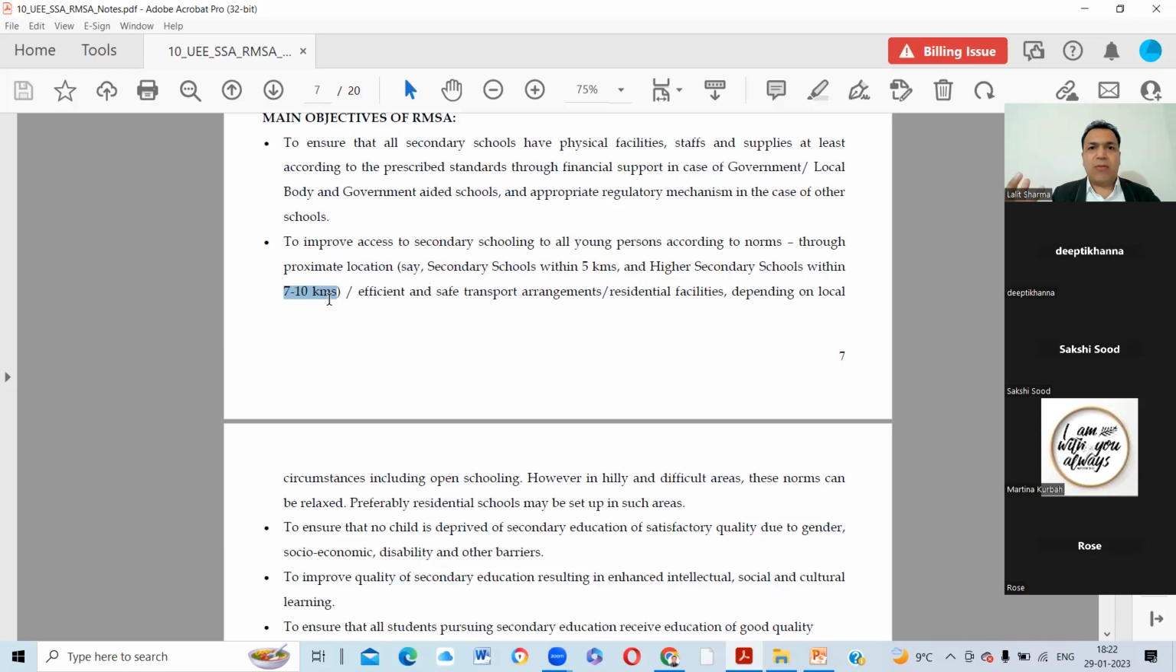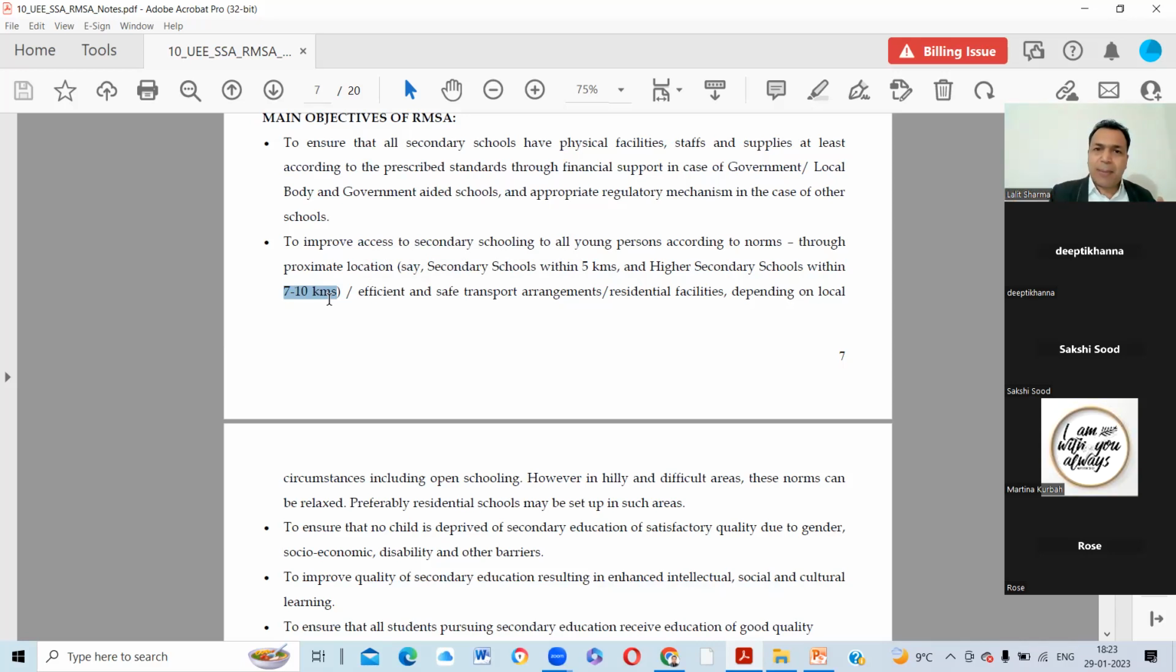So what was the objective of RMSA, Rashtriya Madhyamik Shiksha Abhiyan? To work on secondary education. Okay, what type of work? Number one, open secondary schools, which provide education for 9th, 10th, plus 1, plus 2. Number two, the schools should be accessible, right? It should not happen that the school is 200 kilometers away, right?